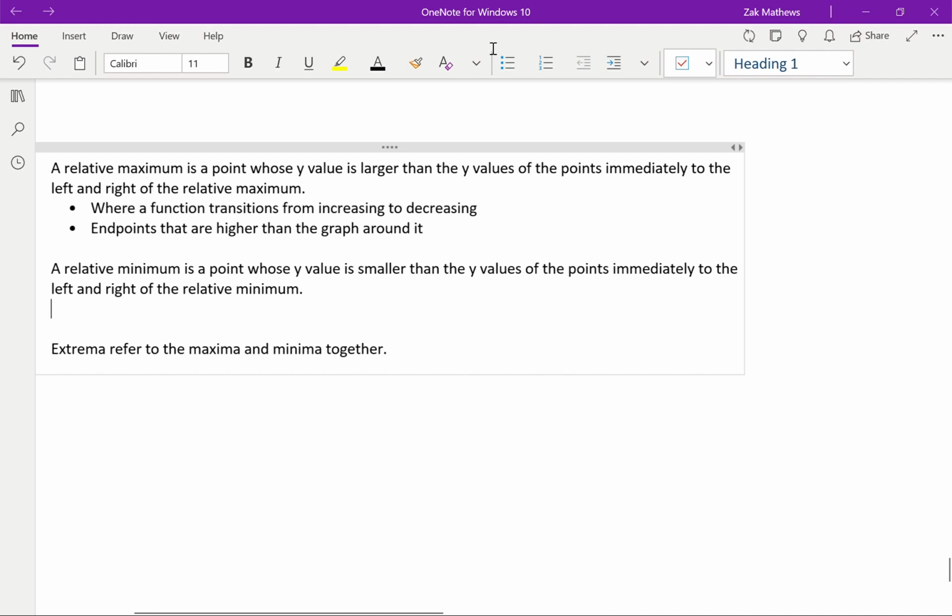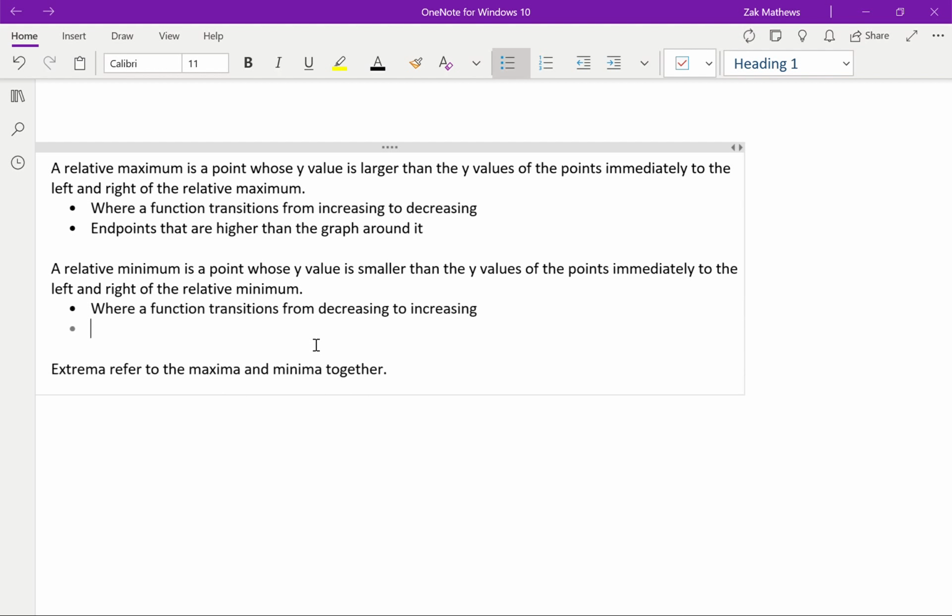In the case of the relative minima, these are points where a function transitions from decreasing to increasing. And again, these could be endpoints, but this time that are lower than the graph around it.